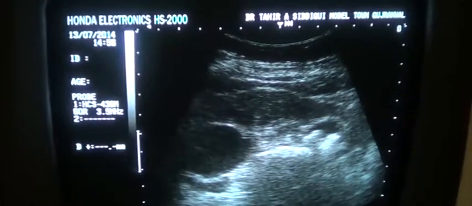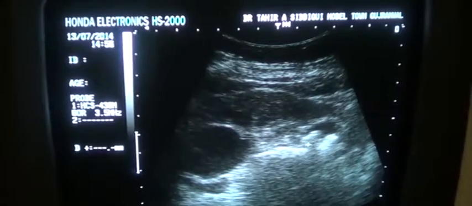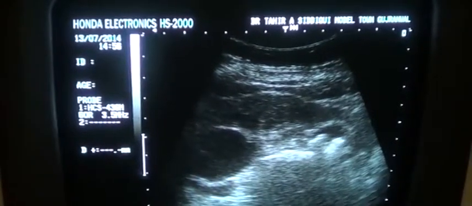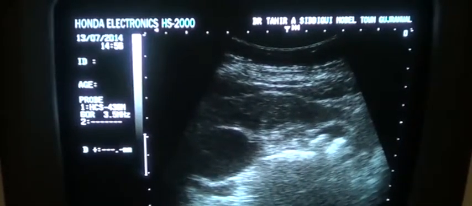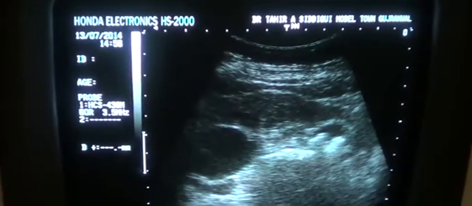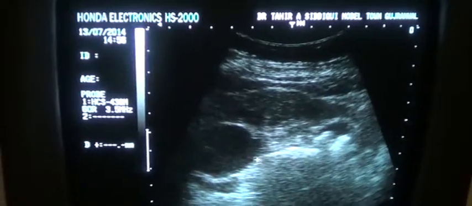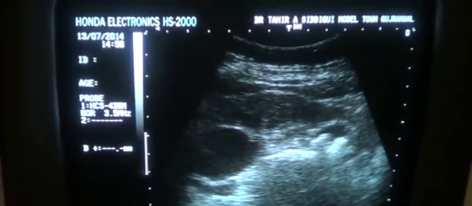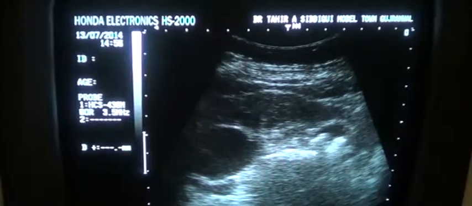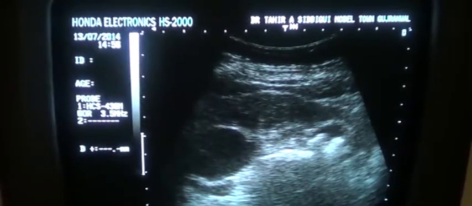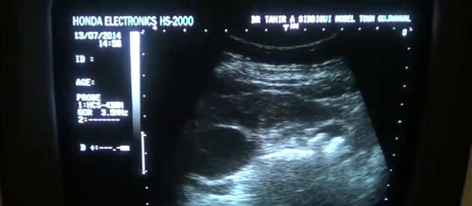So I was talking about this calculus in the pelvic region. It is in fact occupying the non-dilated pelvic region of this kidney, as well as extending into the lower pole, as well as, as you can see, into the upper pole dilated calyces. Such a picture, when you see it, gives you the impression of a single stone. Be careful, it can be in parts. This is in parts, and it's divided parts.